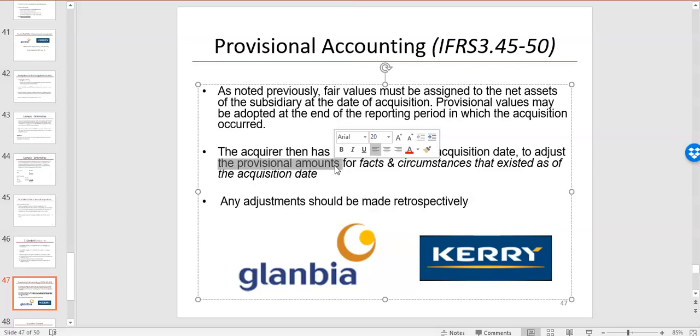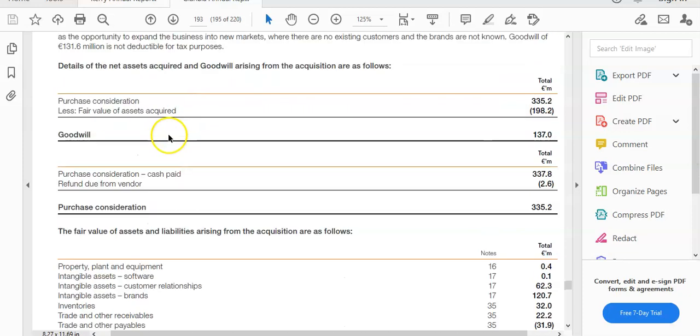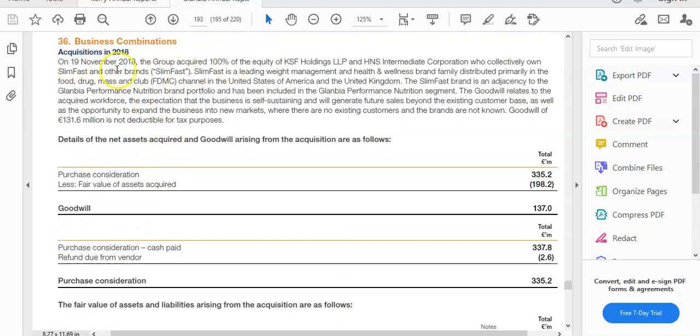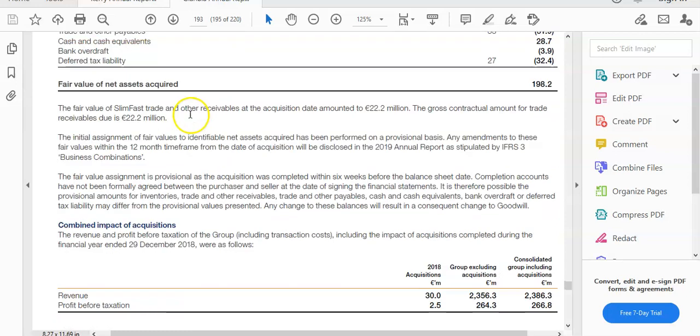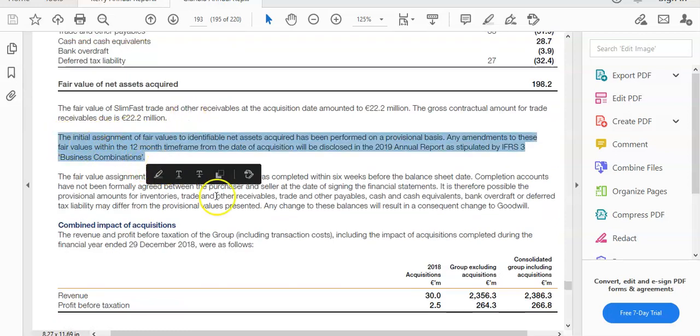It can't be just done overnight because there's a lot of work in that purchase price allocation, valuing brand names, valuing customer relationships. It's fine if the acquisition happens early on in the year. You have time by the 12 months to get it complete and finalized. But in the SlimFast acquisition, that happened very close to year end. So what they say here is the initial assignment of fair values for net assets has been performed on a provisional basis. Any amendments to these fair values within the 12-month time frame will be disclosed in next year's annual report as stipulated by IFRS 3.